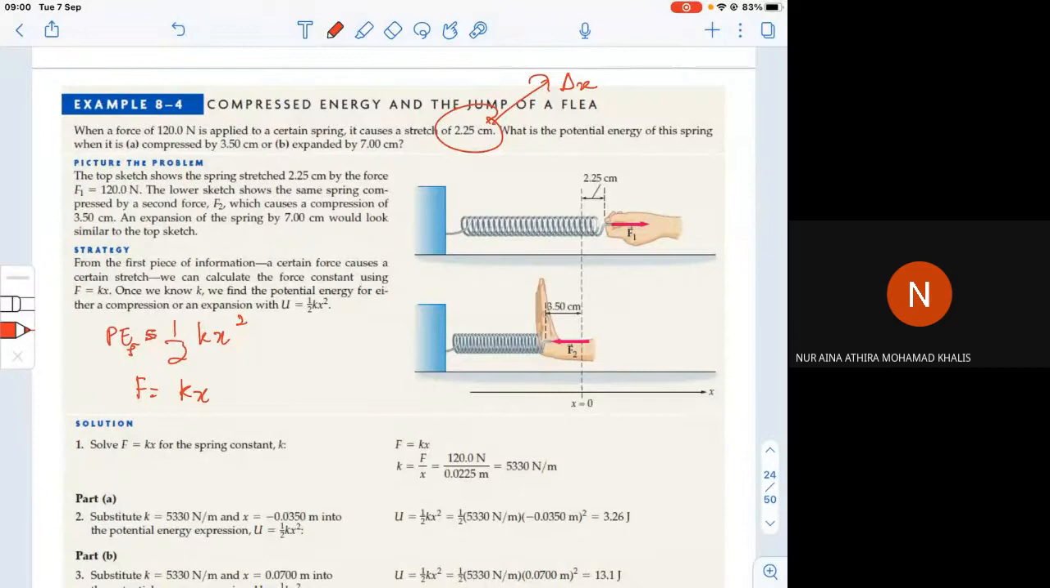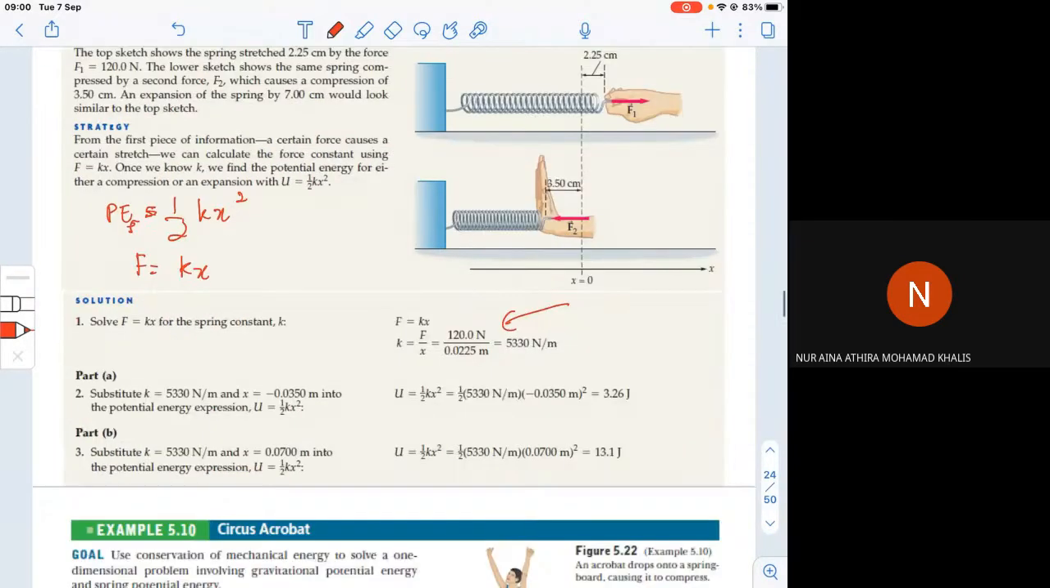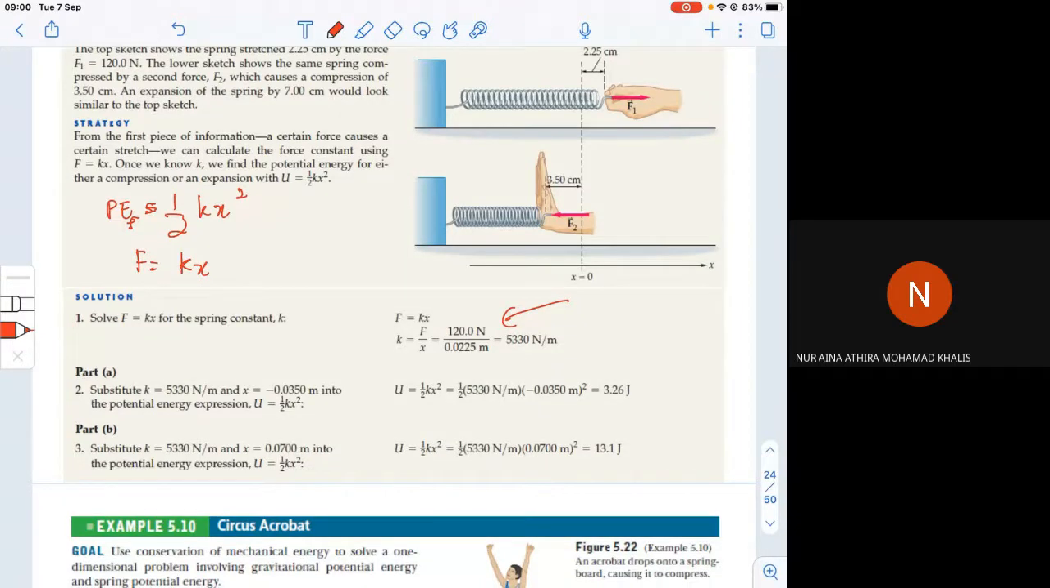What is the potential energy of this spring when it is compressed by 3.5 centimeters or expanded by 7 centimeters? Expanded and also compressed. Look at how they write: they use compress, and they use expand. Compress means pressing inward 3.5 centimeters. Expand, we pull 7 centimeters. So first you need to calculate k. Using Hooke's law, we get 5330 Newton per meter.